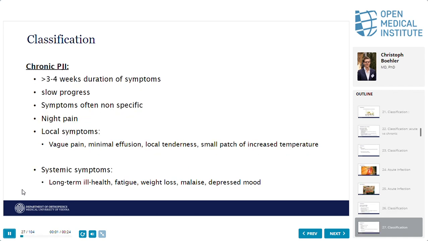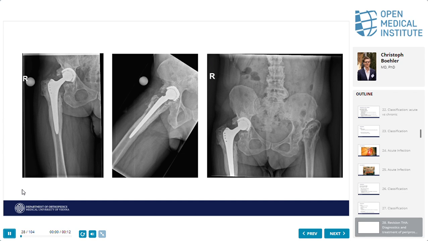The symptoms are usually slowly progressing. Symptoms are non-specific, patients complain about vague pain, minimal effusion, local tenderness, and the temperature is slightly increased. And the patients don't feel well, but they're not really ill, like with an acute infection. These are radiographs from a typical chronic infection. So you see how the bone already is affected. You see these loosening signs here.